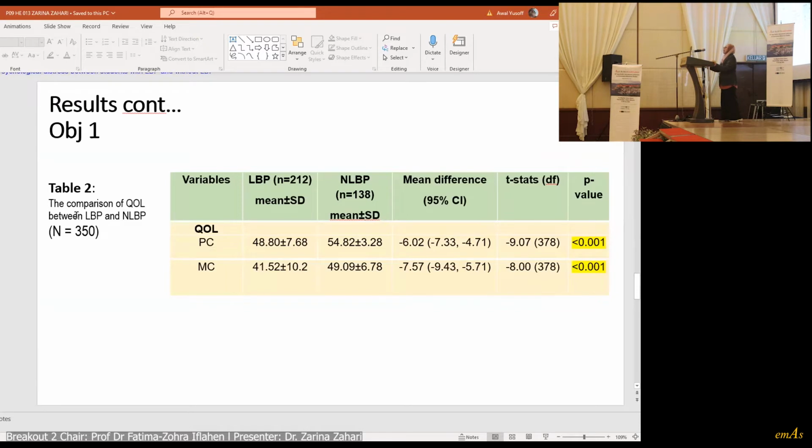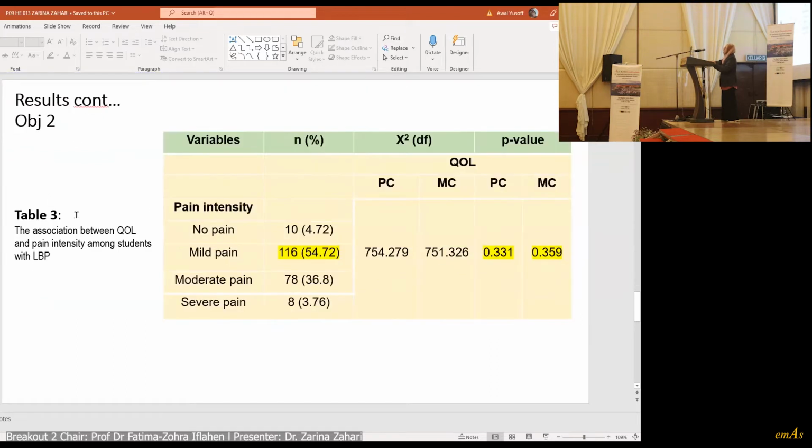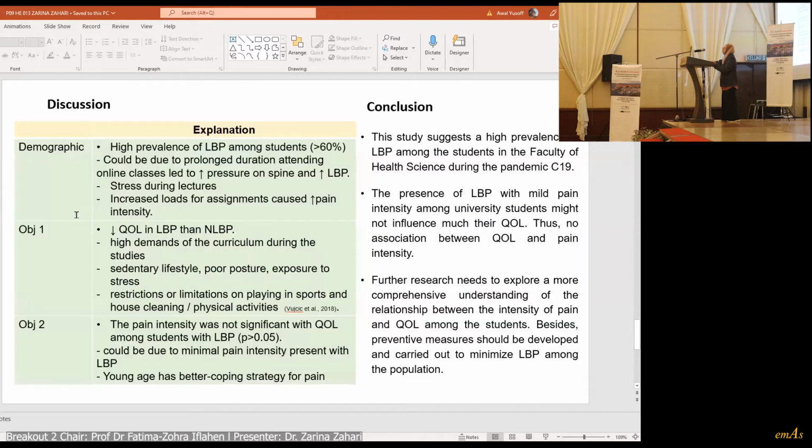And here are the results of the comparison of quality of life between low back pain and non-low back pain. We found there was a significant difference between the groups, and there was no association between quality of life and pain intensity found here.